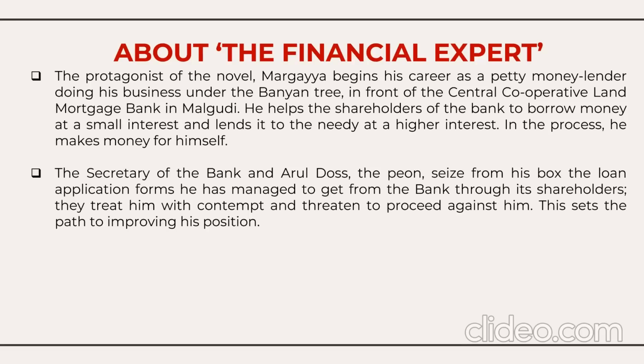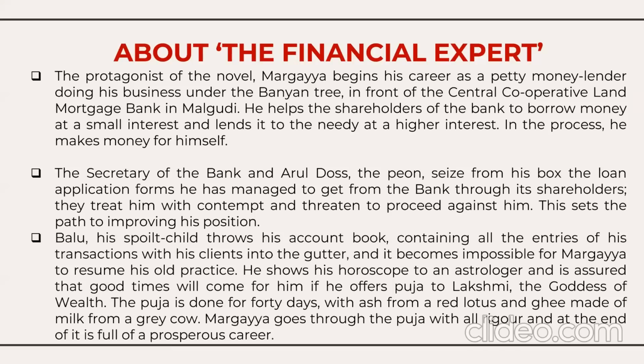The secretary of the bank and Arul Das, the peon, they always seize from his box the loan application forms, which somehow he has managed to get from the bank through the shareholders, and they treat him with contempt and threaten to proceed against him. This sets the path to improving his position.